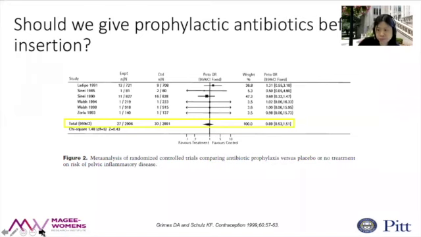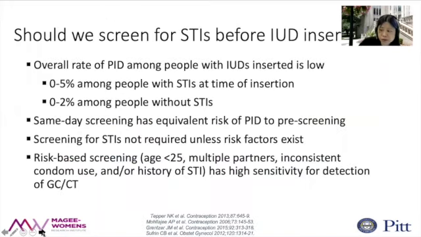Thus, prophylactic antibiotics are not recommended before IUD insertion. Next slide. Do you need to wait for gonorrhea and chlamydia test results before placing an IUD? We know that the overall rate of PID among people who undergo IUD insertion is low, ranging from 0 to 5% among people with STIs at time of insertion, and 0 to 2% among people without STIs. We know from a large retrospective cohort study of all IUD insertions at Kaiser Permanente, Northern California, over 4 years, that not screening for gonorrhea and chlamydia has equivalent risk of PID to any screening in the past year, and that same-day screening has equivalent risk of PID to pre-screening.